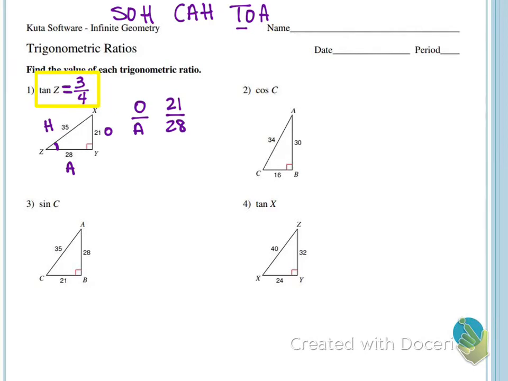So technically this is your whole answer. Tangent of Z equals 3 over 4. What does Z represent? An angle. We don't know the angle. We would eventually find the angle.